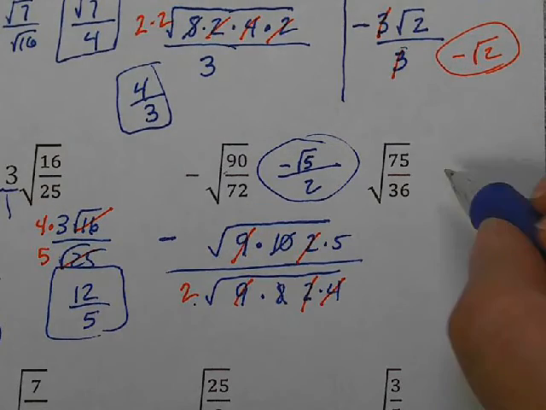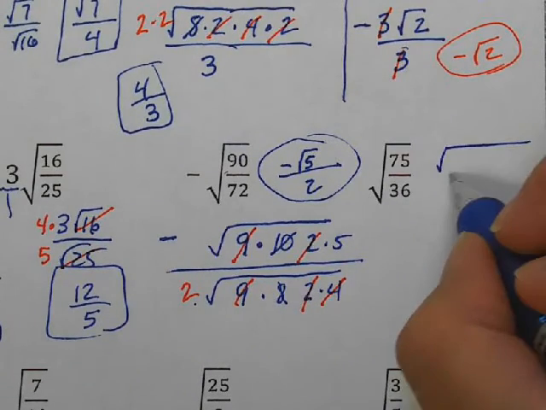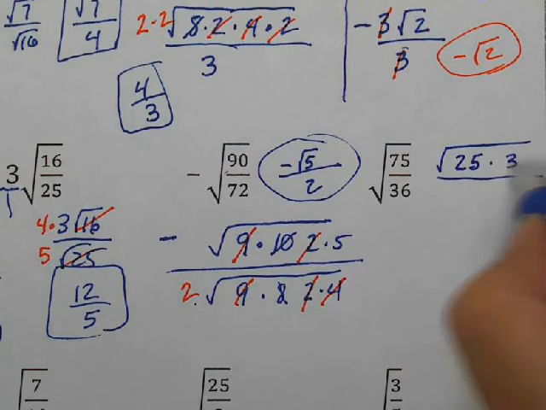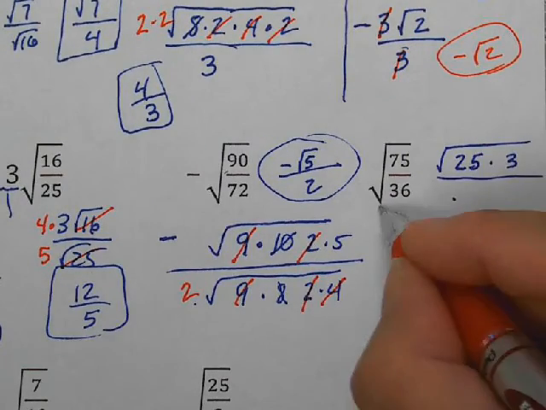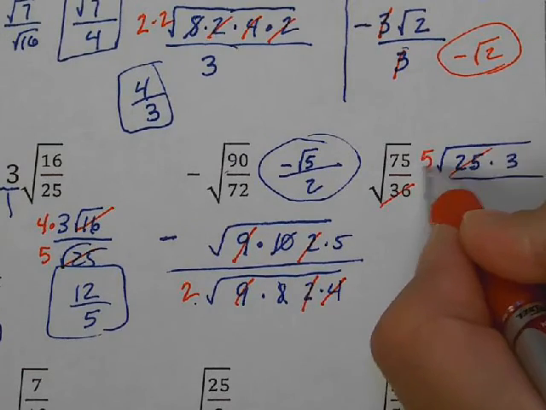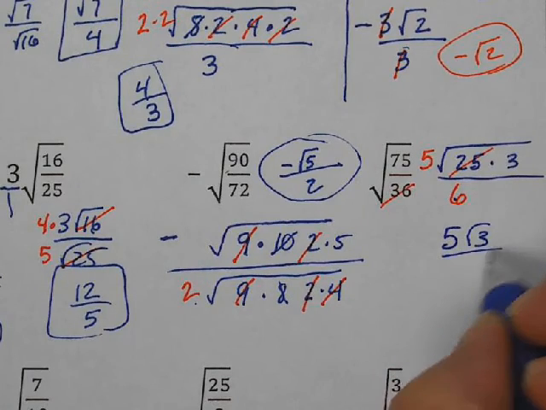Okay, hopefully you've tried this. I'm going to split this up. I'm going to try to think of perfect squares. And I know that 75 is 25 times 3. And I know that the square root of 36, I don't even have to write that one, that's just going to be 6. Square root of 25 is 5. So my answer would be 5 square root 3 over 6.